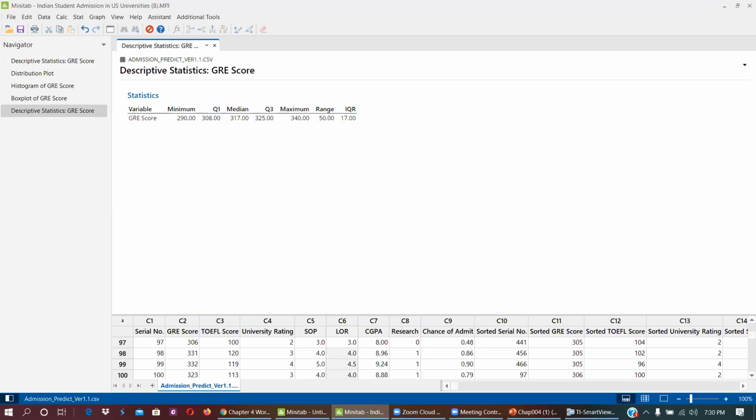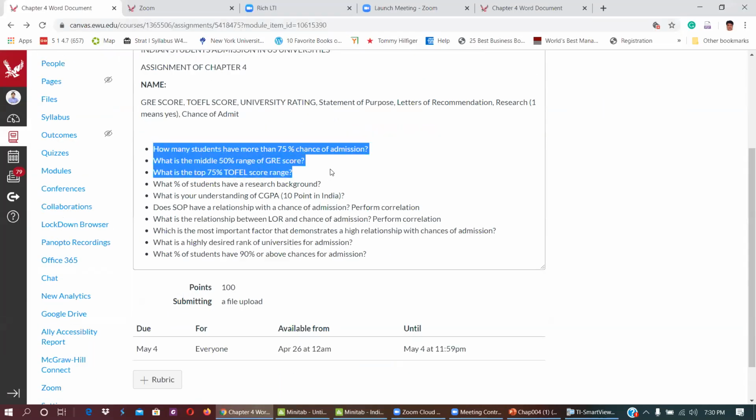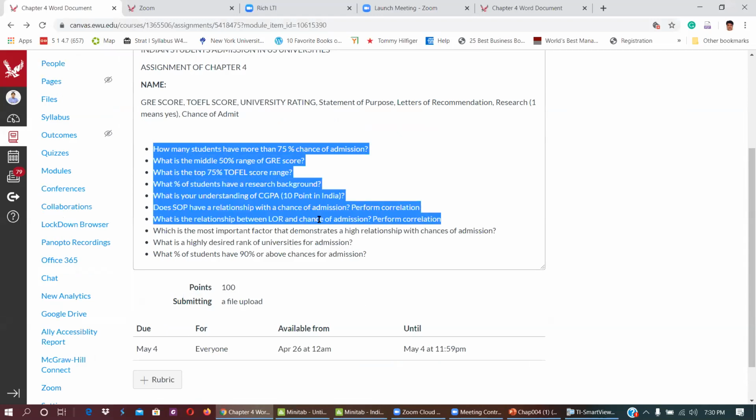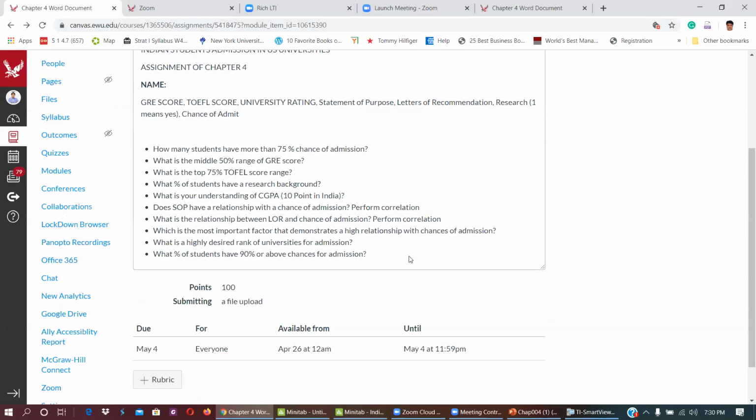You can see the assignment, and basically what is the top 75%, what is the middle 50%. Can you see all these things? If I am asking for your understanding of CGPA, that means you need to write what is the minimum value, what is the maximum value, what is the median, mode. Okay.